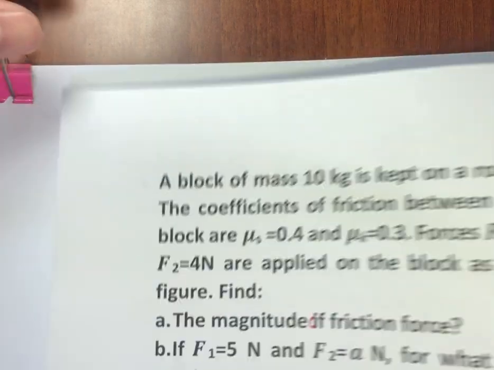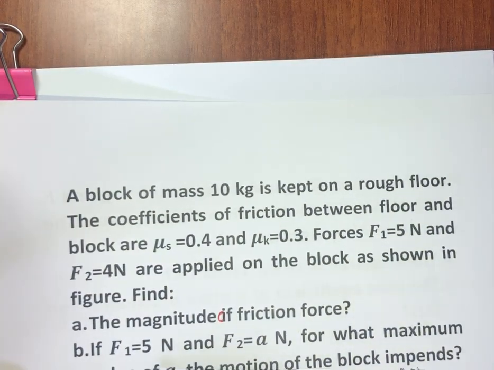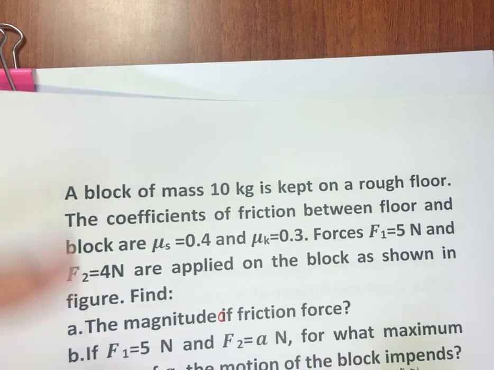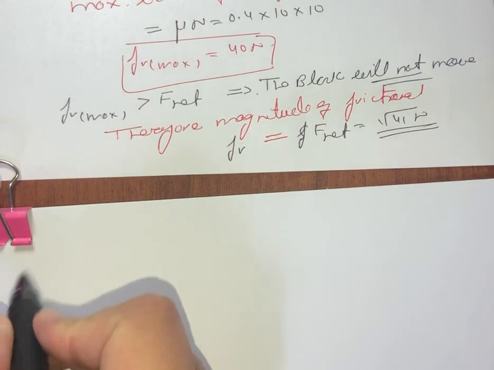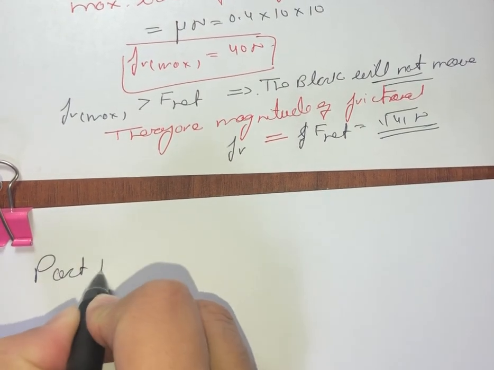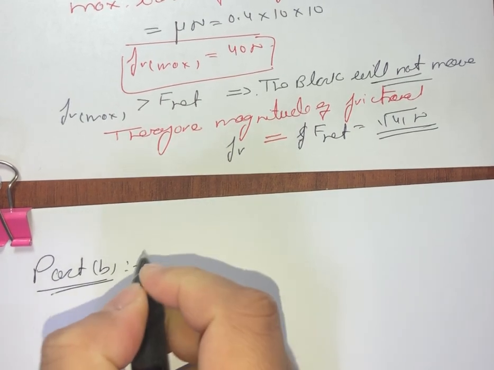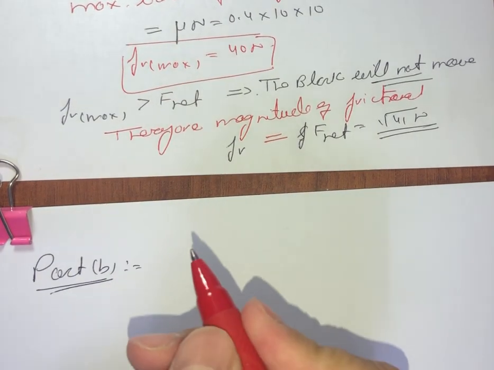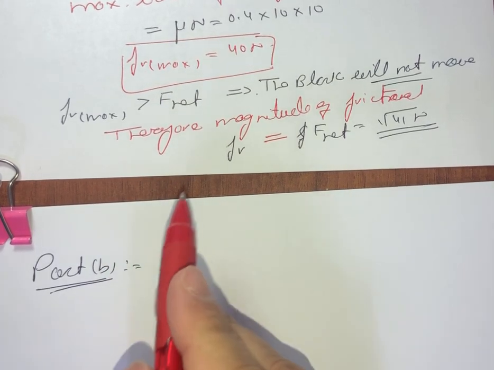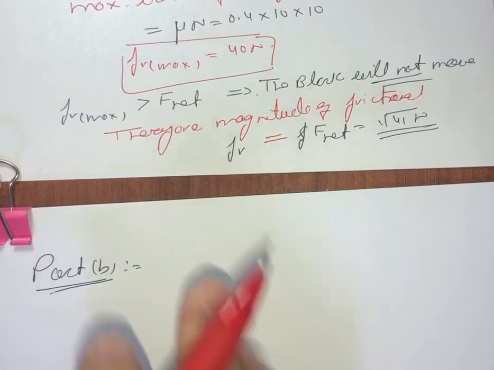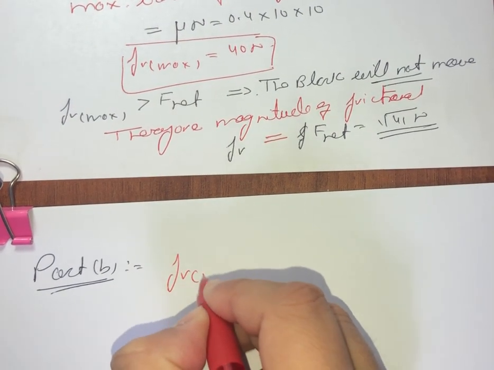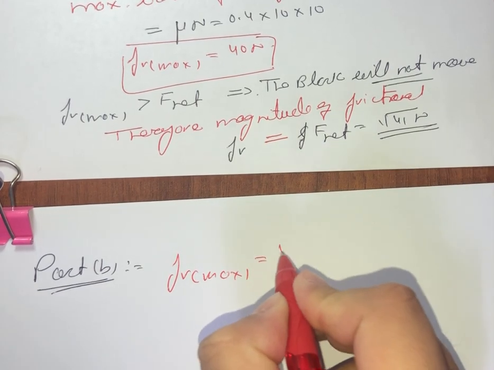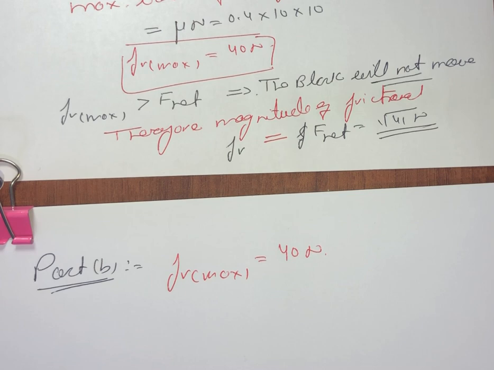In the second part, we are supposed to find out what will be the maximum value of A for which the motion of the block impends. So part B, we already know that the maximum value of the friction, Fr max, is 40 Newton, and now we have two forces, F1 is 5 and F2 is A.